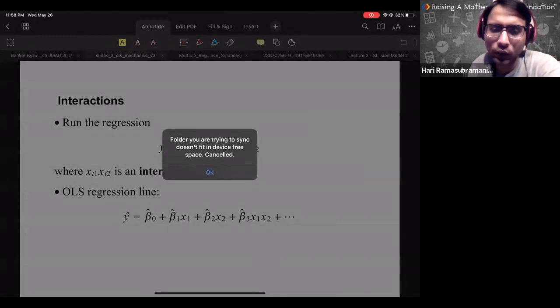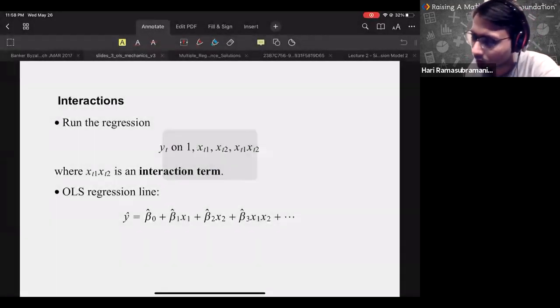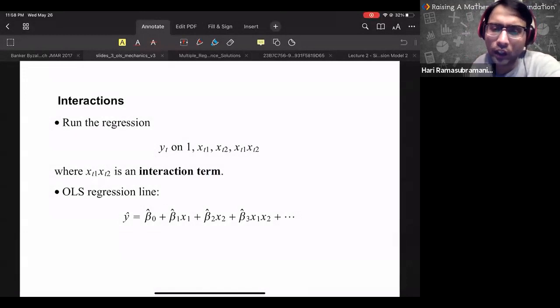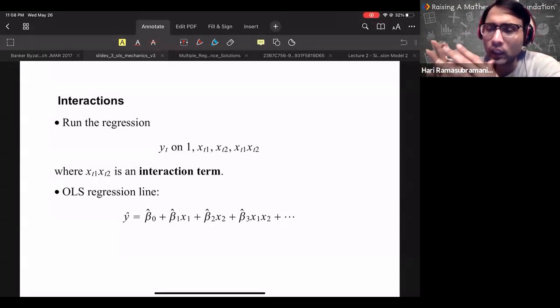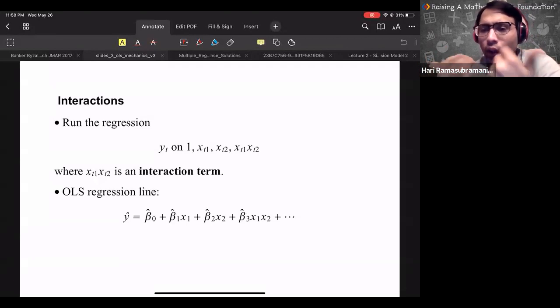Okay, so this is what we were doing. That is, we said instead of having some kind of a square term, we can also interact the terms. So we can allow the slope of one variable to vary depending upon the level of another variable. For example, let us think about the effect of education on wages. We may think that the effect of education on wages is different for males and females.